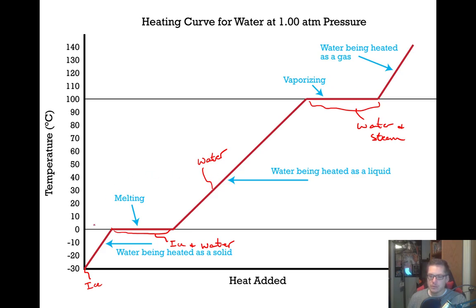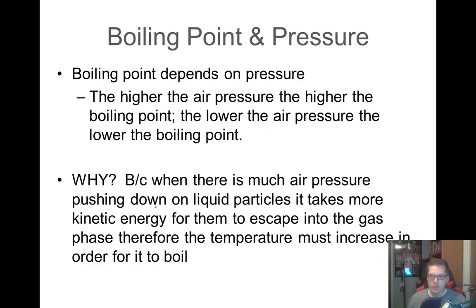All right, and you should be able to read this for any substance, really. But a couple of important things: notice that anytime we have a phase change, our temperature cannot increase. That's important. All right. So boiling point depends on the pressure. The higher the air pressure, the higher the boiling point. The lower the air pressure, the lower the boiling point.